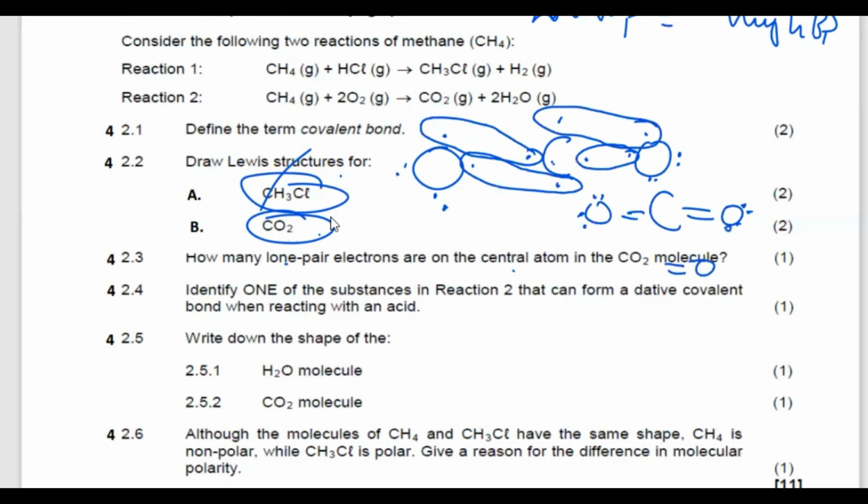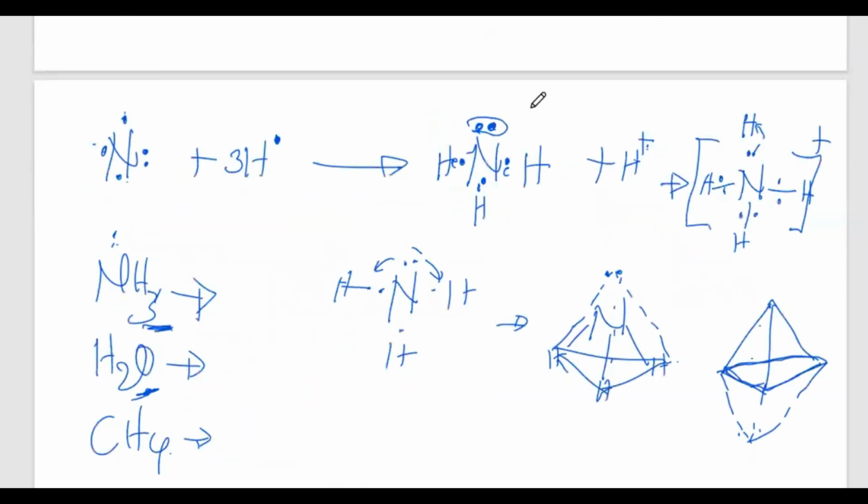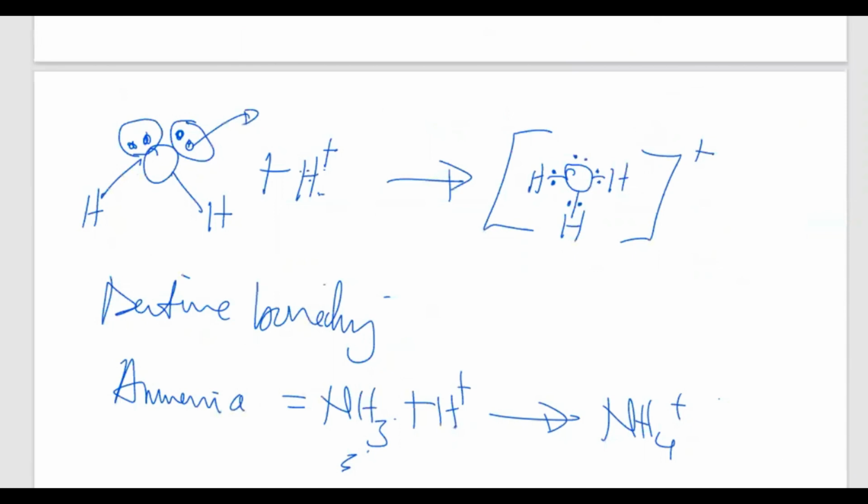Nothing. Identify the one substance in reaction 2 that can form a dative bond. It must be either ammonia or water. So in this case, it's water. So the answer is water. I explained and I showed you how this water forms a dative bond. I think I was clear here. I showed you here, you see how it forms that dative bond.